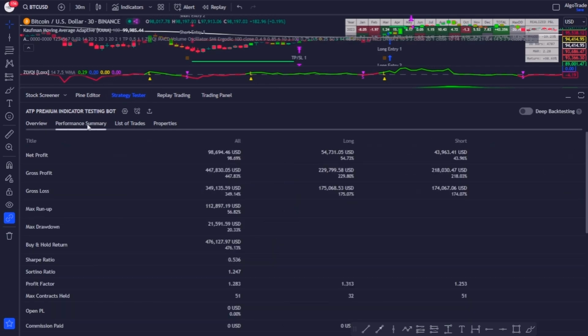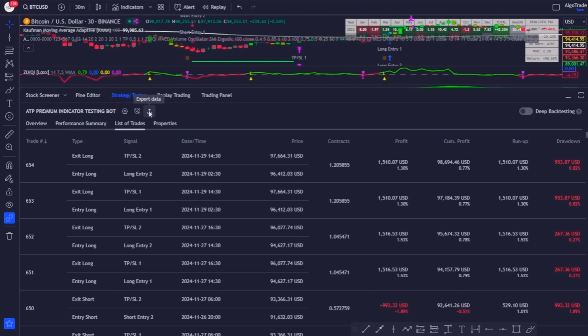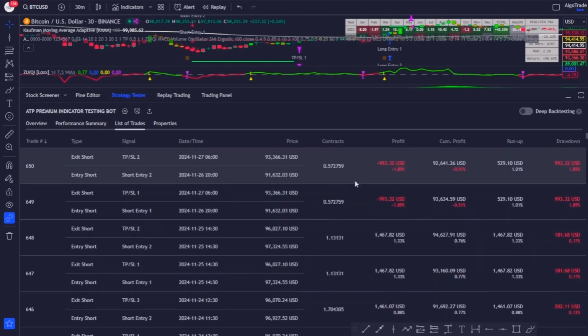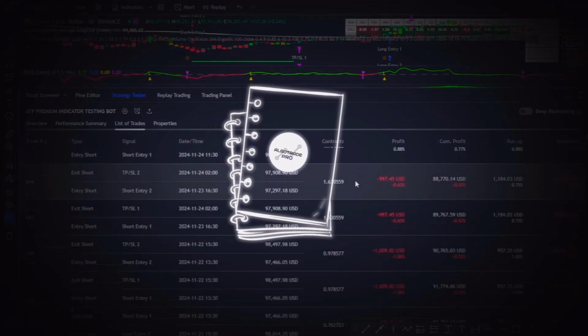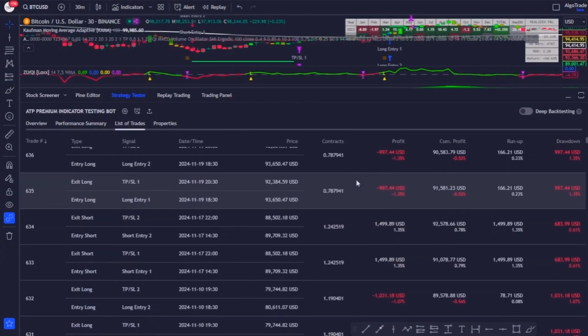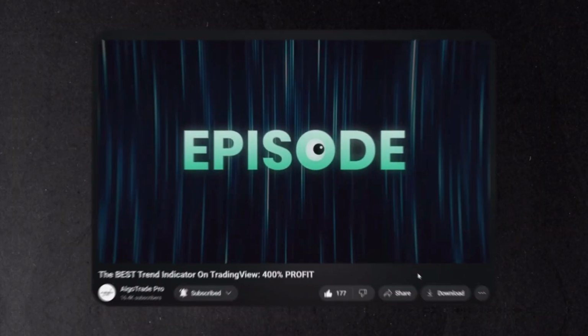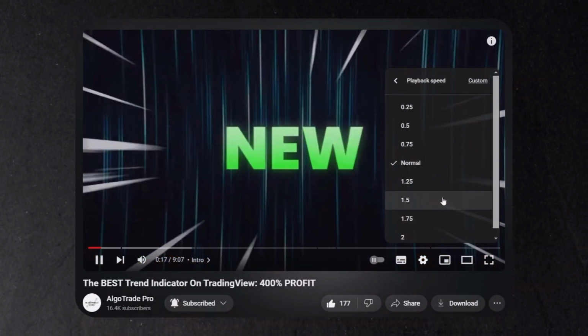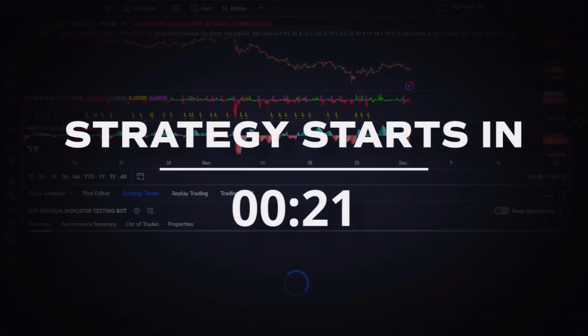Since I have the premium TradingView plan, I can download all the trades the bot executes, which I will use to create my trading journals with all the information about this strategy. I will speed up this part of the video, but feel free to slow it down if you would like to catch each detail. I will see you in a few moments.